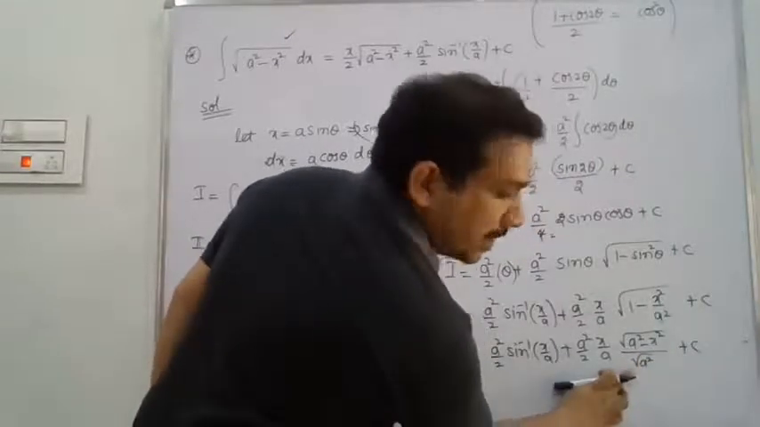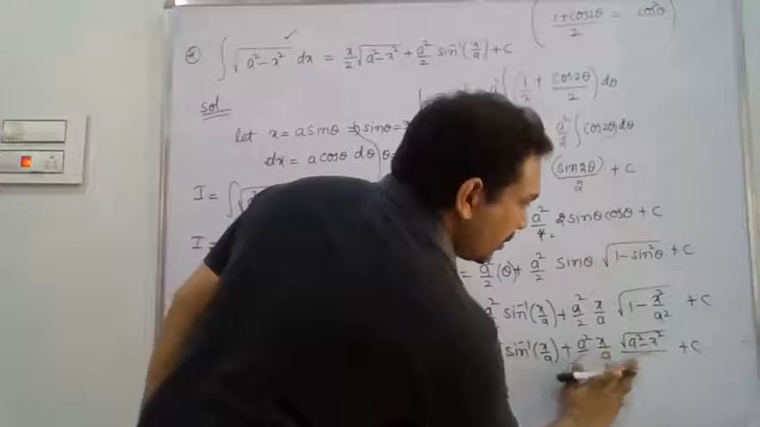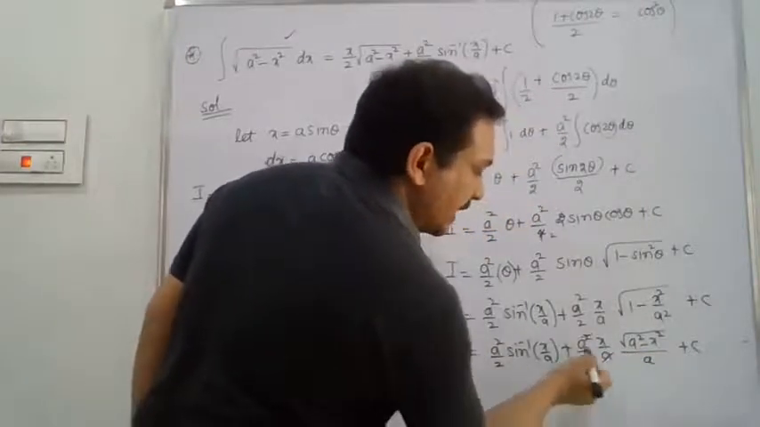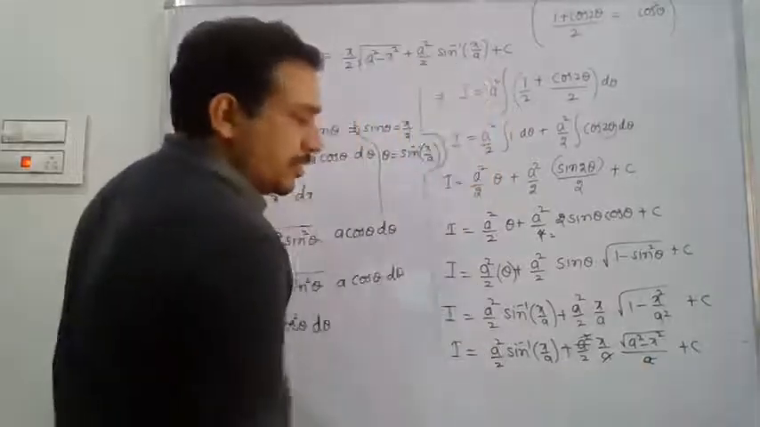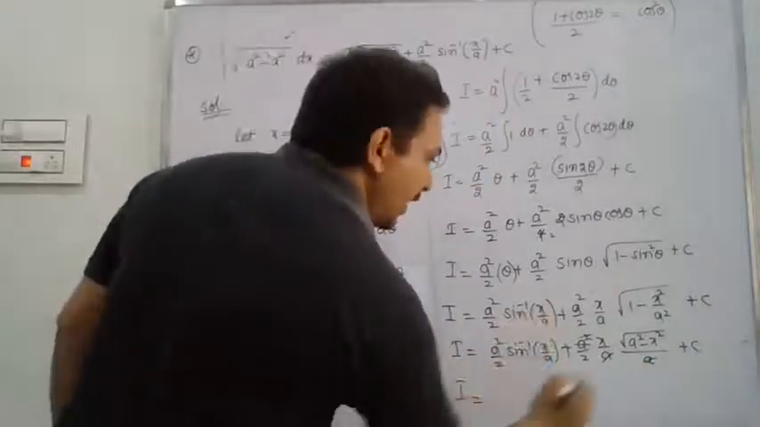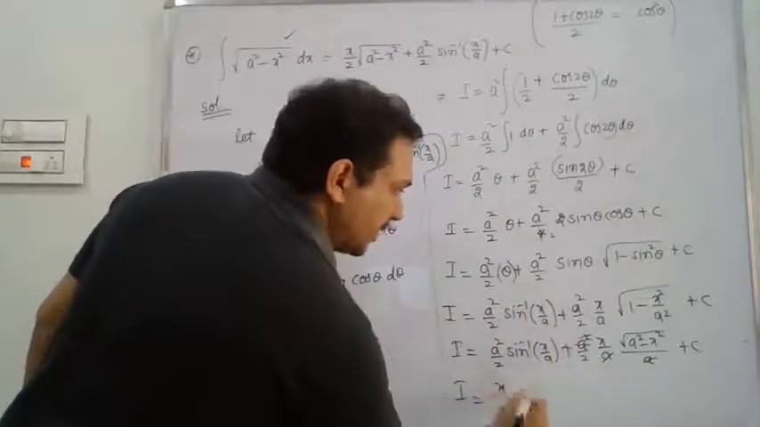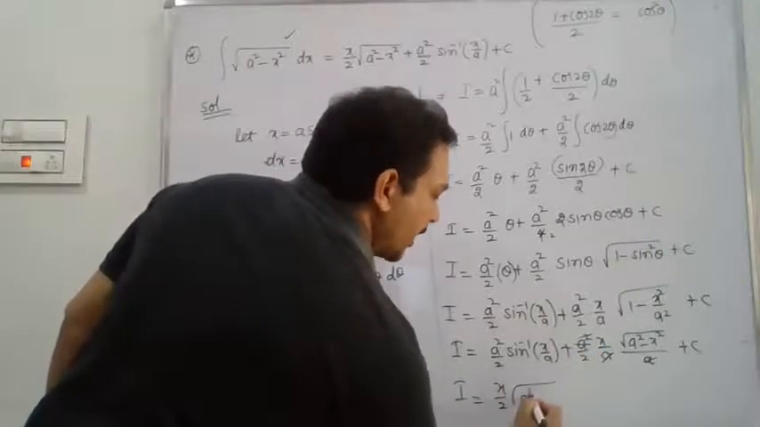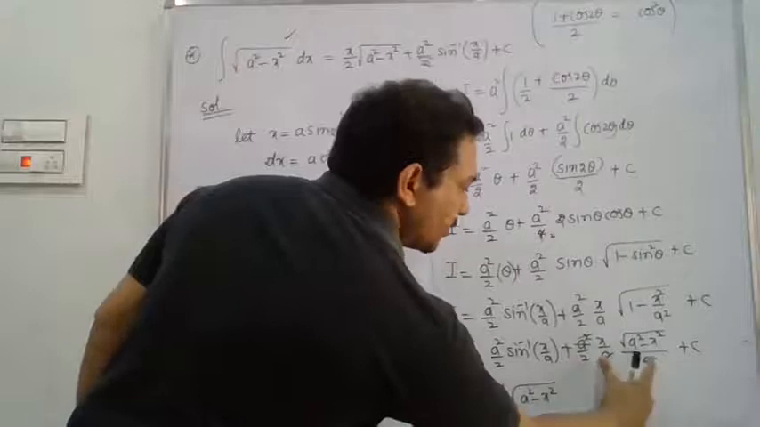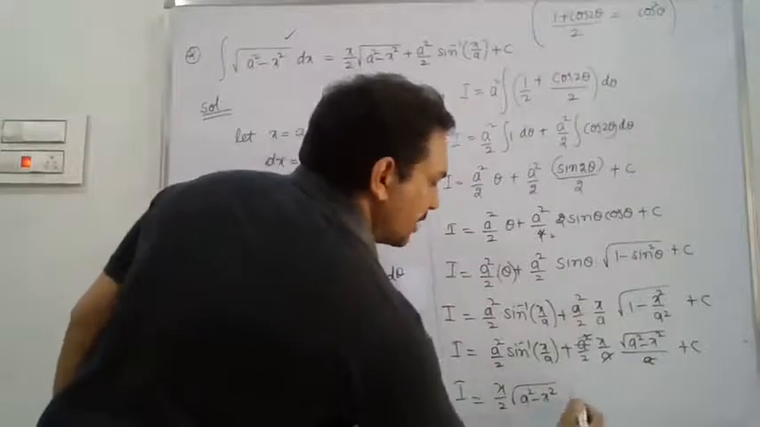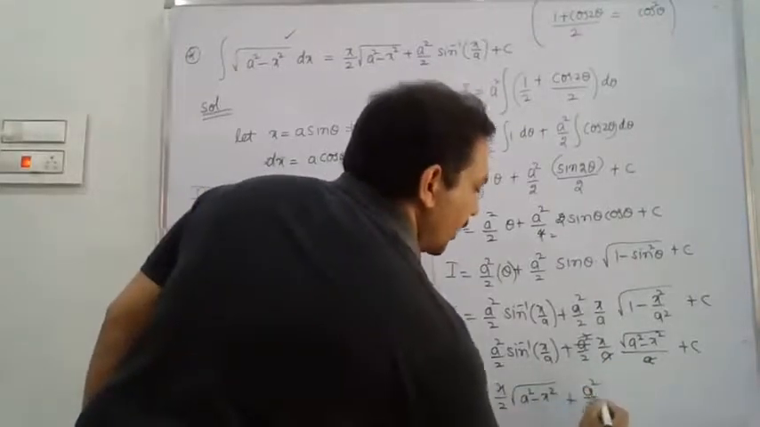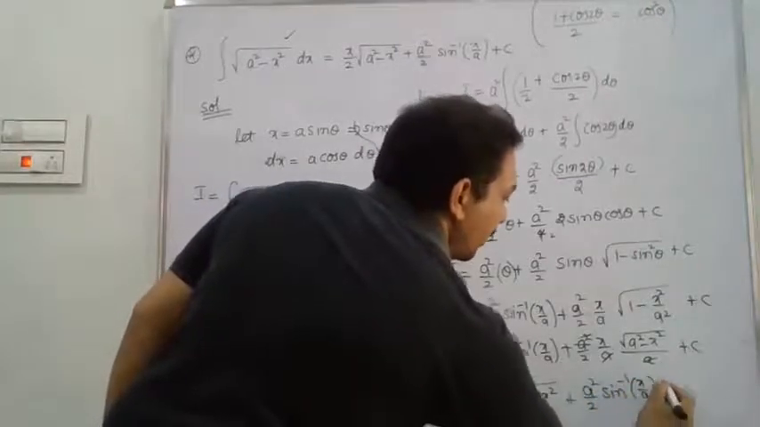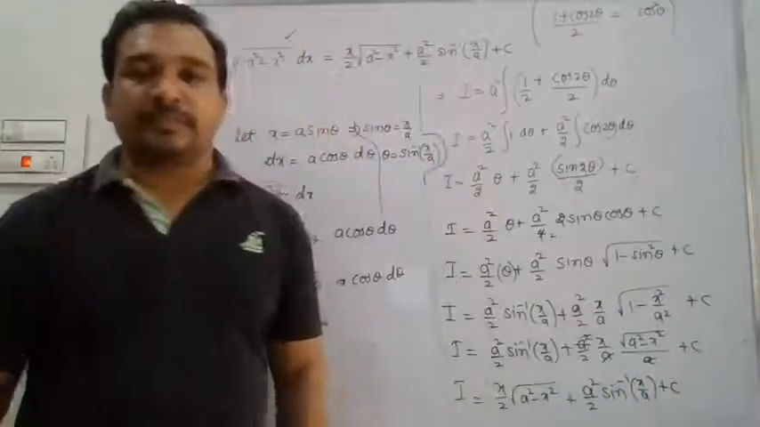Root a square means how much? A only, no? So I will remove this square root of a square and write it as a. So this a and this a get cancelled. What is left? I is equal to, I will write this term at the start, x by 2 into square root of a square minus x square, plus a square by 2 into sin inverse of x by a plus constant. Clear?